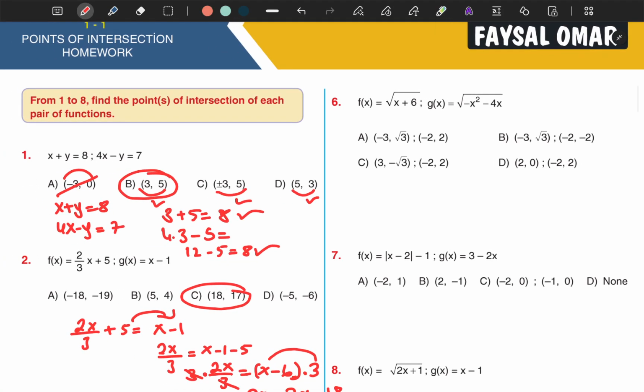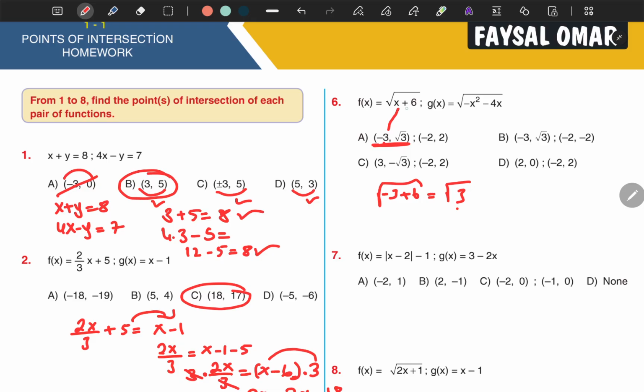Let me just replace. If I replace x with negative 3, what will be? Okay, negative 3 plus 6. It will be positive 3, isn't it? You see, when you replace negative 3, what do I get? Root 3, isn't it? So it means that this will be my answer.